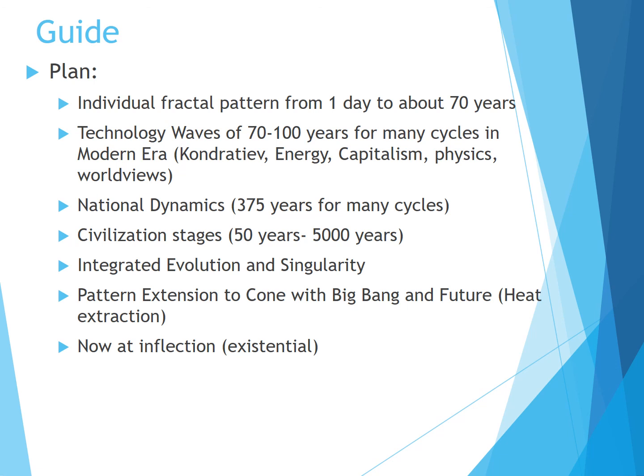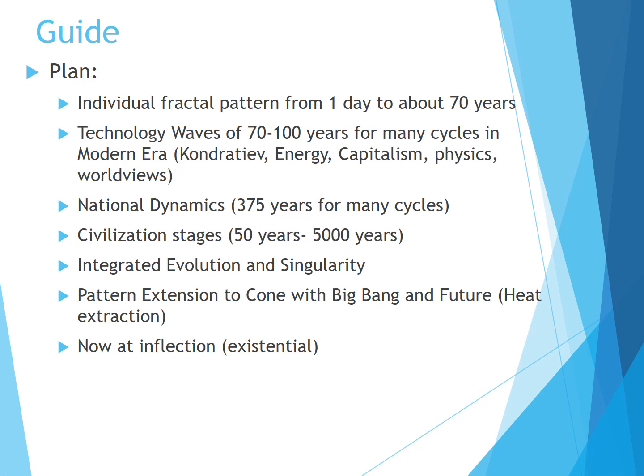So obviously China has shown that it can go through many dynasties and be at the same place with the same people. And then we looked at civilization stages by looking at analogies from 50 years to 5,000 years. Then we extended that civilization to human evolution, life evolution, looking at integrated evolution and the potential singularity that's nearby or already passed. And then we looked at a possible extension with that cone going from the Big Bang and then to the future where things might be slowing down.